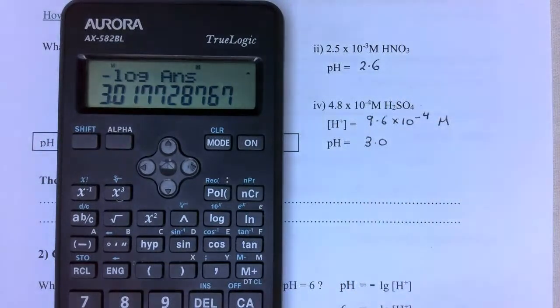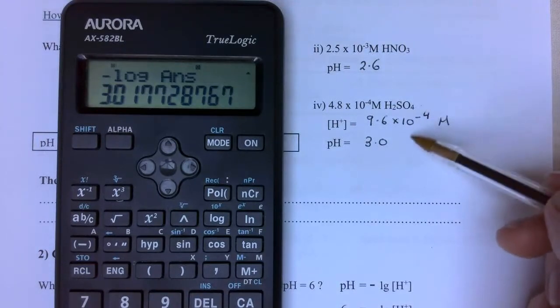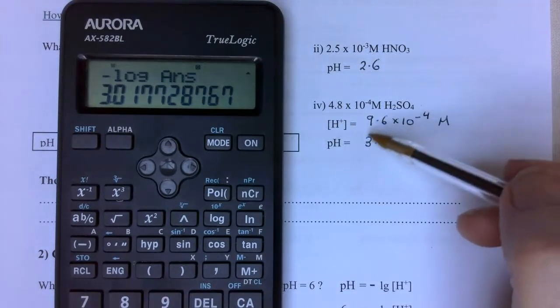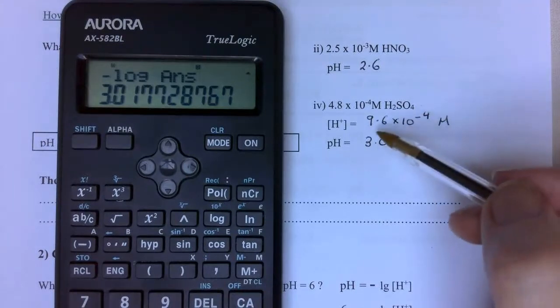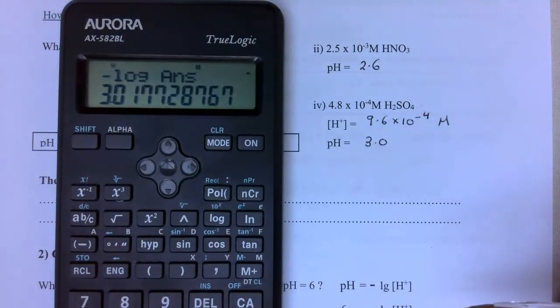3.0. Now there's a problem with this one. This calculation here, it gives us a good enough value for the pH, but it's not particularly accurate. And to understand that, we need to look at the ionizations of the sulfuric acid.